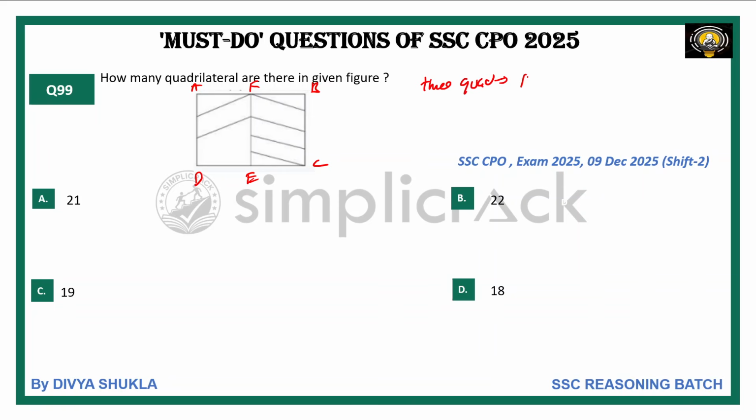I can name this as AFDE and BCEF and ABCD. These are my three quadrilaterals itself. Three quadrilaterals are there. Okay. Now let's talk about this left area.